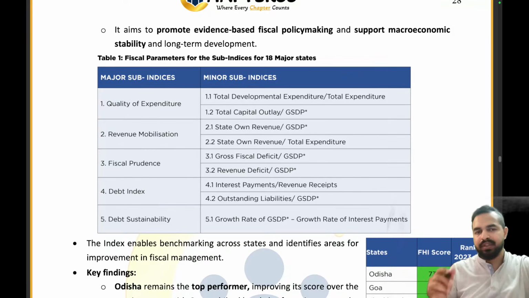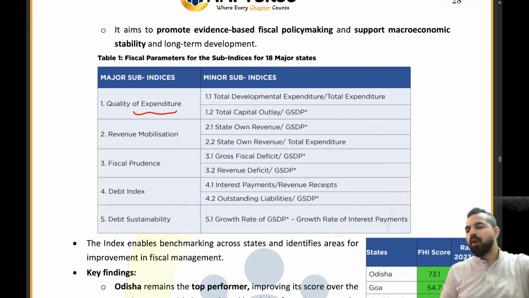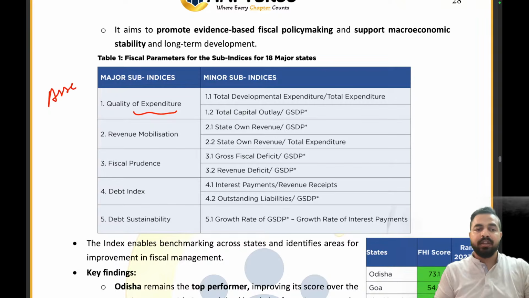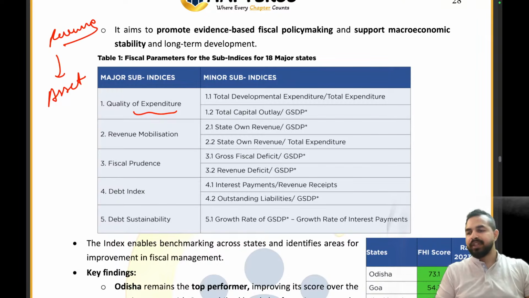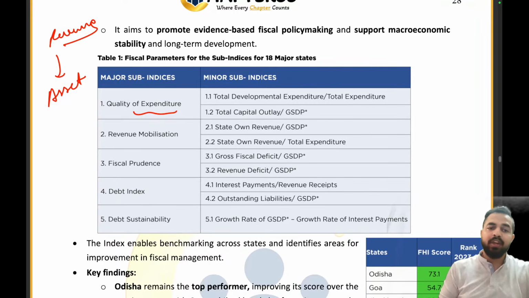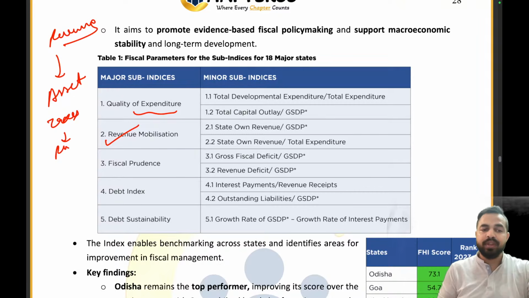Now what exactly are the major sub indices which we use in order to assess these states' performance and their financial healthiness? One is the quality of expenditure. What is the quality of their expenditure? What is the total developmental expenditure? Are they just spending on normal routine things, or are they doing productive expenditure? Productive expenditure means they are spending on a kind of asset which can produce revenue for the state. Clear? Then revenue mobilization: whether the state is dependent on grants from the union government, or it has its own taxes and its own revenue sources.